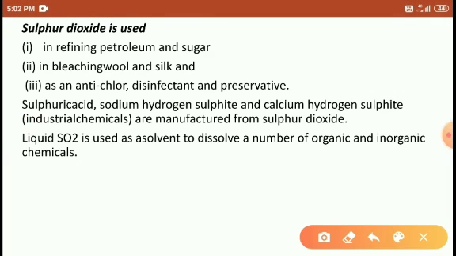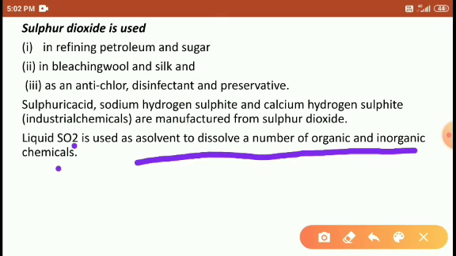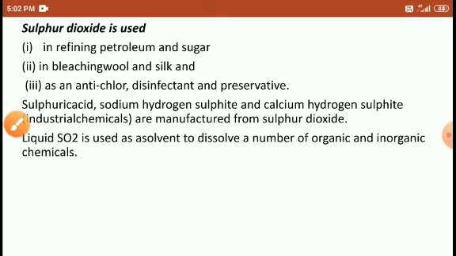Sulfur dioxide is used in the refining of oil, bleaching wool and silk, and as an anti-chlor, disinfectant and preservative. Sulfuric acid, sodium hydrogen sulfate and calcium hydrogen sulfate are manufactured from sulfur dioxide. Liquid SO2 is used as a solvent to dissolve a number of organic and inorganic chemicals. Right, students.